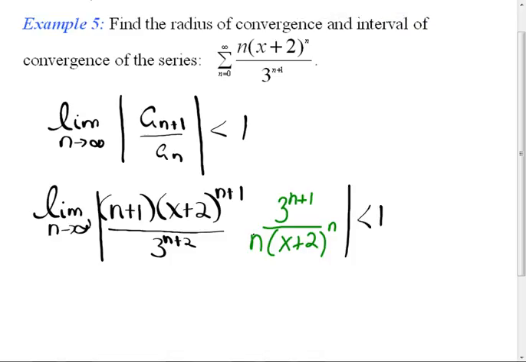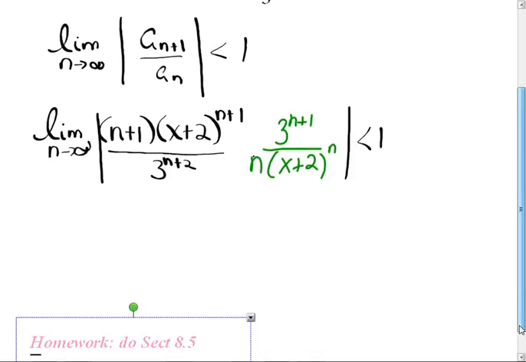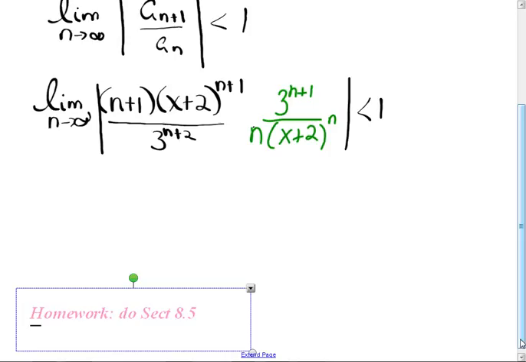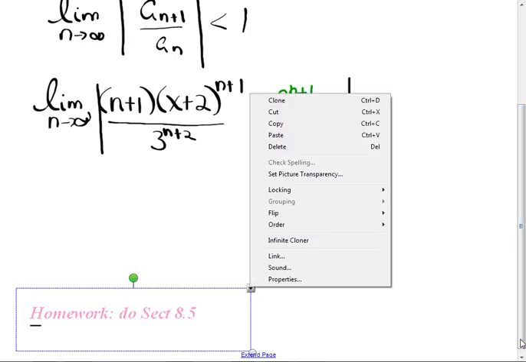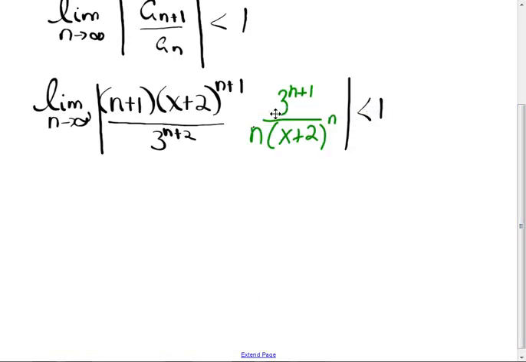Okay. I'm just going to cut that. Okay, so let's go ahead and simplify that. And as it gets more complicated, and some do get more complicated. Okay, so you have n plus 1.